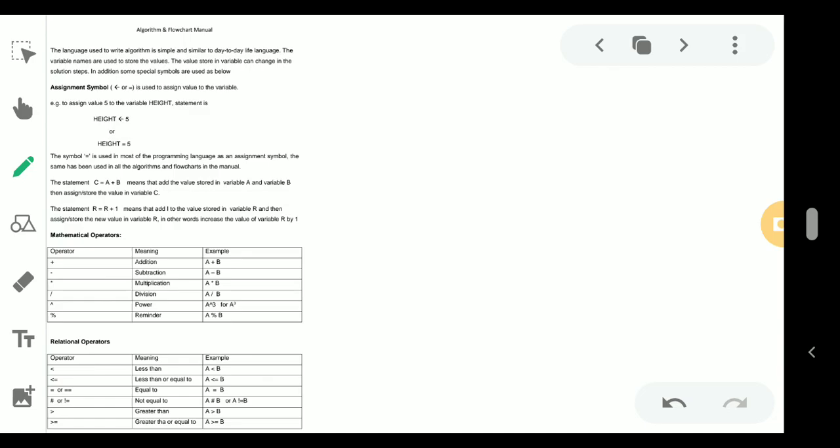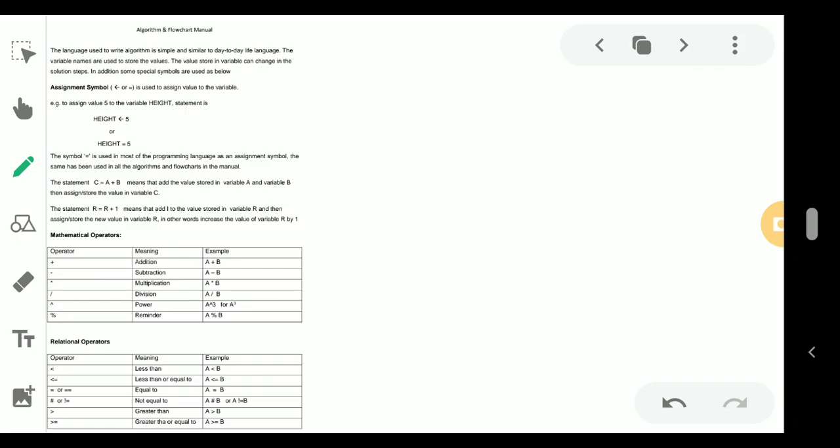Okay, so the language you use to write an algorithm should be simple and similar to day-to-day language. The variable names are used to store values. The values stored in a variable can change in each solution step. In addition, some symbols are actually required. This is the assignment symbol: equals to, or the arrow symbol.